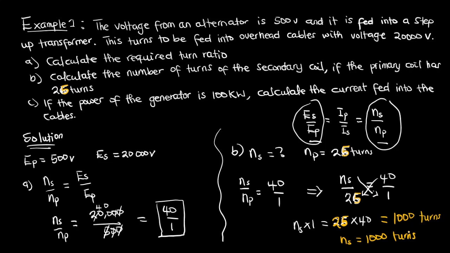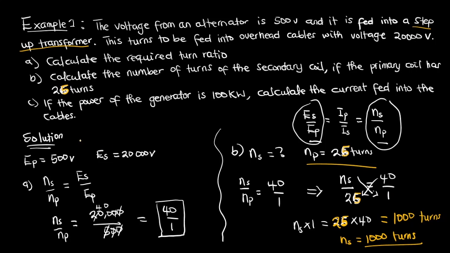All right, so now that we've calculated the turn ratio, and we've also looked at the number of turns in the primary, which is 25, and that of the secondary, which is 1,000, since the number of turns in the primary is lesser than the number of turns in the secondary, it tells us that it is indeed a step up transformer. If you've watched the first part of the tutorial, you will understand what we mean by this.